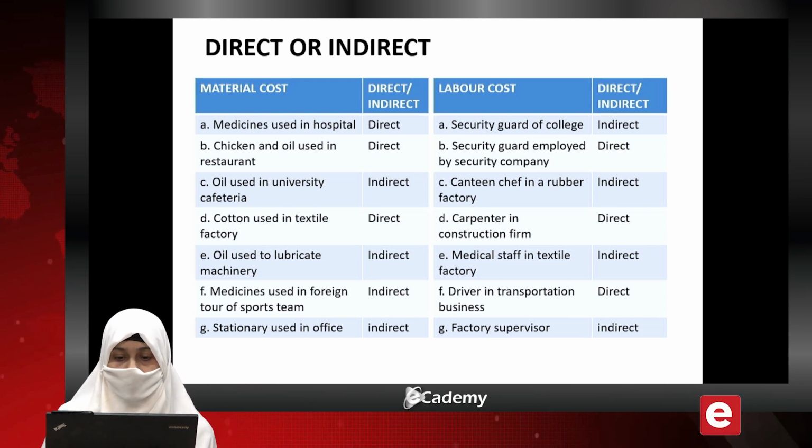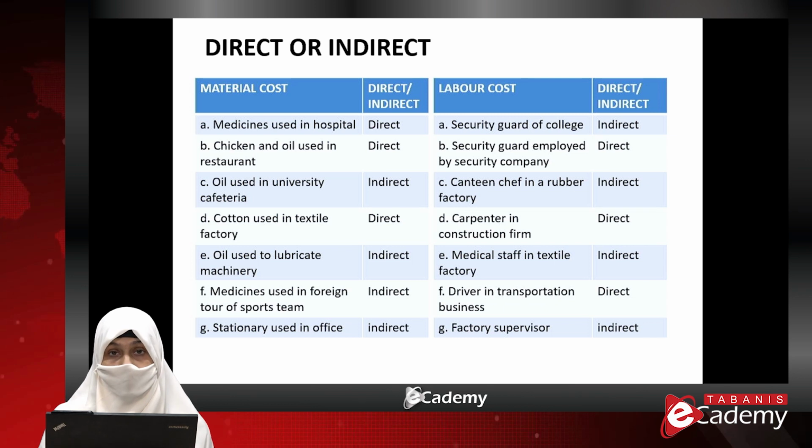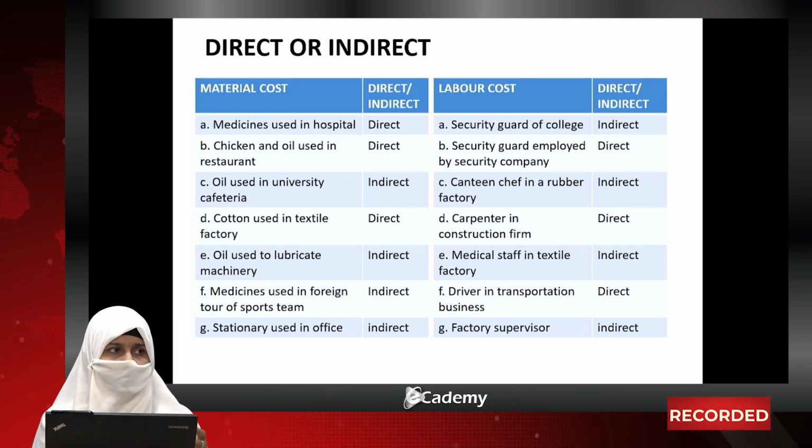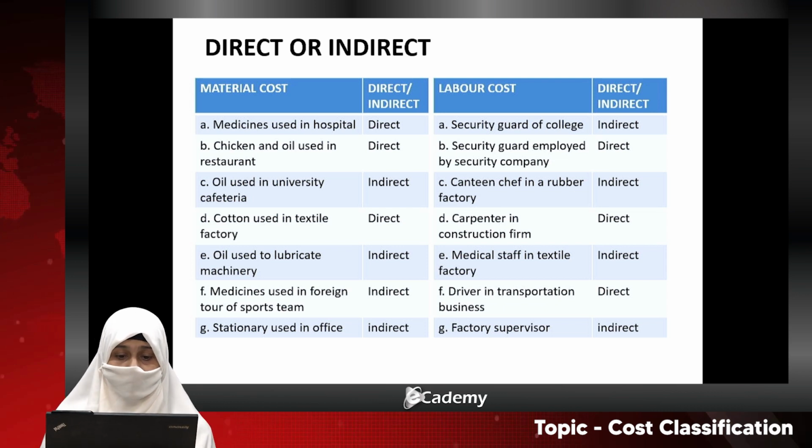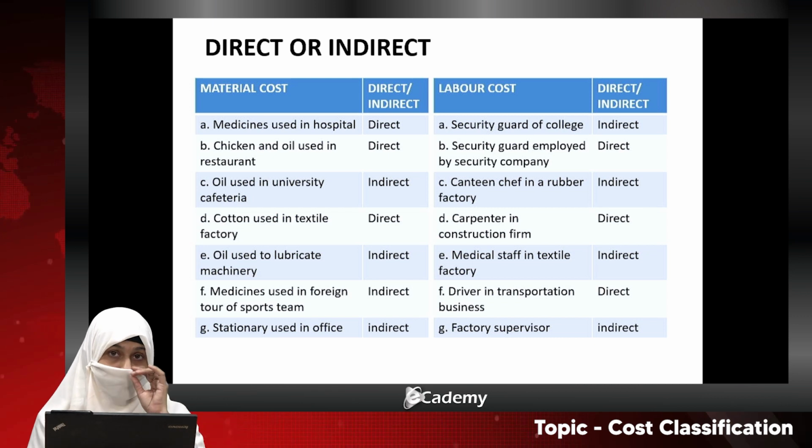Driver in transportation business, it's a direct cost because we are transporting goods. So the person who is involved in this transportation task is a direct worker. Likewise, when we are using Careem and Uber, their drivers are the direct workers for them, because they are earning with them. Factory supervisor is never involved in manufacturing of the product. He just supervises, he just monitors, he is just involved in the smooth flow of operation, but he himself is not engaged in the manufacturing of the product, so he's an indirect worker.